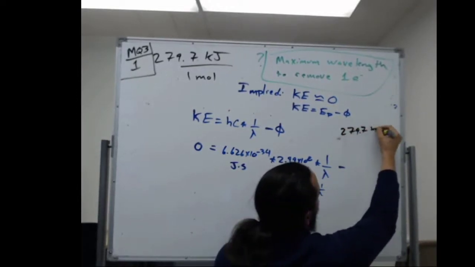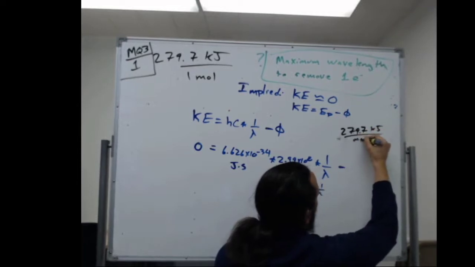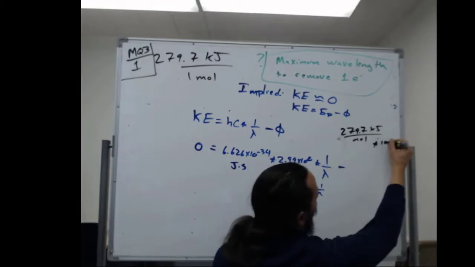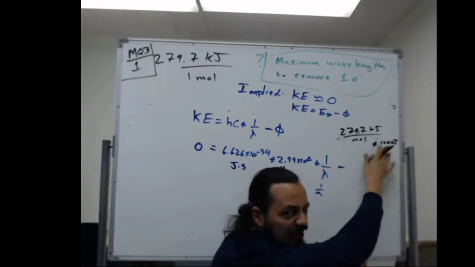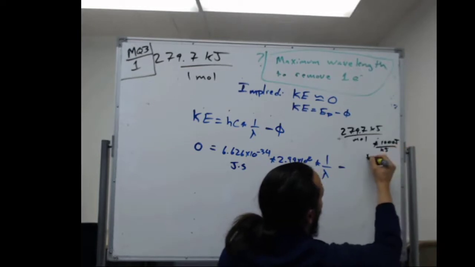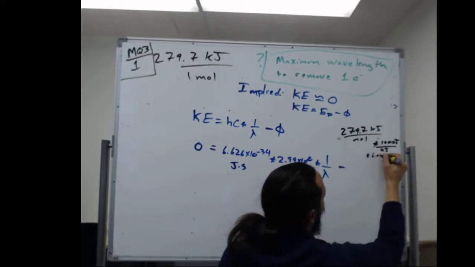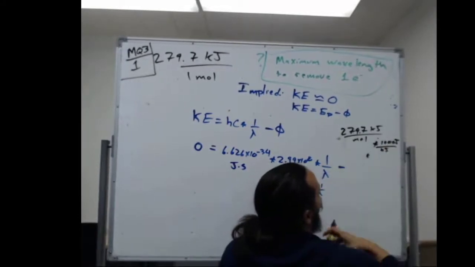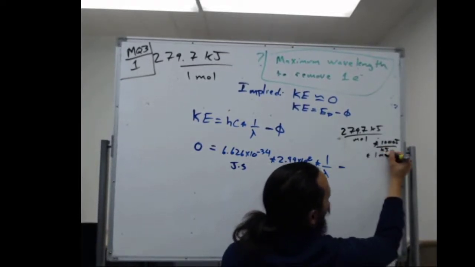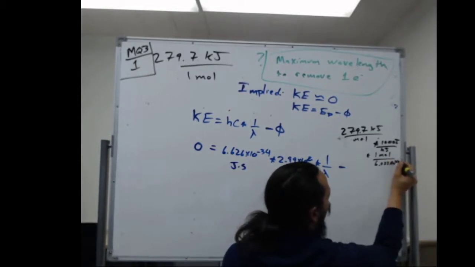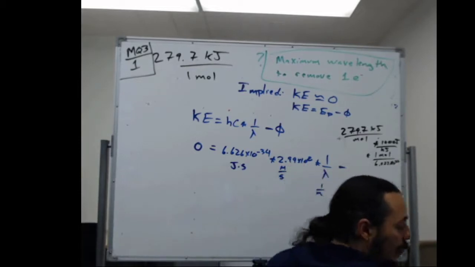279.7 kilojoules per mole. We're going to have to multiply by 1,000 joules per kilojoule. Sorry, it's scrunched on the side of the board. And then we're going to have to divide by 1 mole. I want moles to cancel out, so I'll have my 1 mole on top, and I'll have 6.022 times 10 to the 23rd on bottom. And we should get a value.